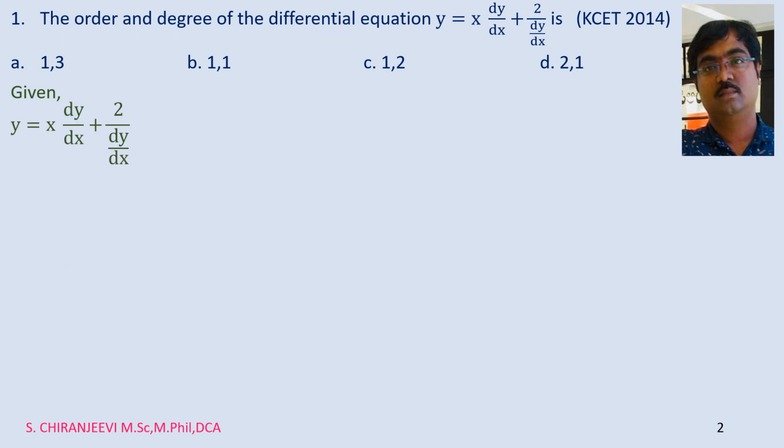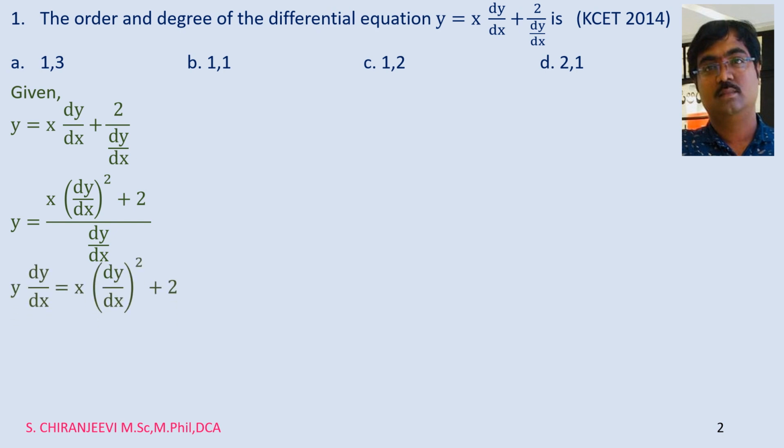Given y equal to x into dy by dx plus 2 divided by dy by dx. If I take LCM, it will be y equal to x into (dy by dx) whole square plus 2, whole divided by dy by dx. Now cross multiplying, y into dy by dx equal to x into (dy by dx) whole square plus 2. Now seeing this equation, the highest derivative is 1 and its power is 2. So the order is 1 and degree is 2. So the option is C.